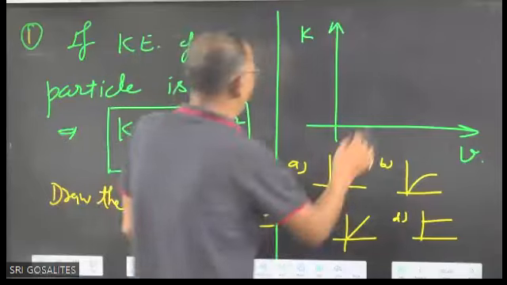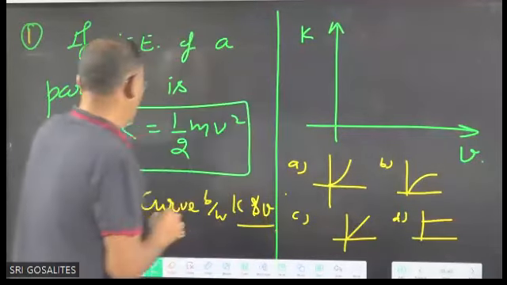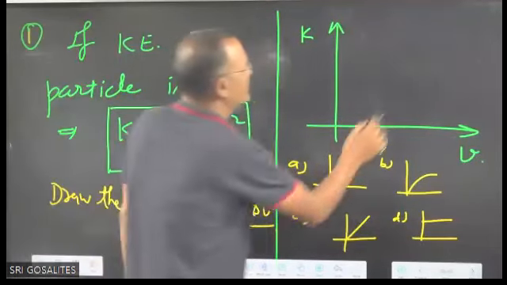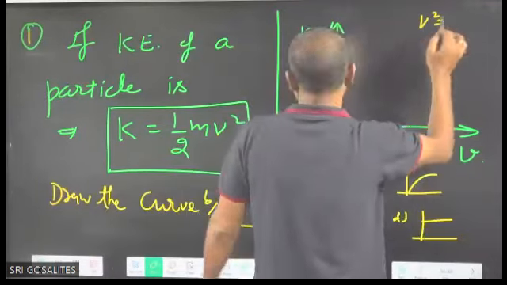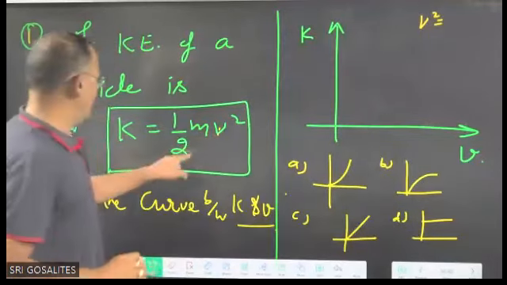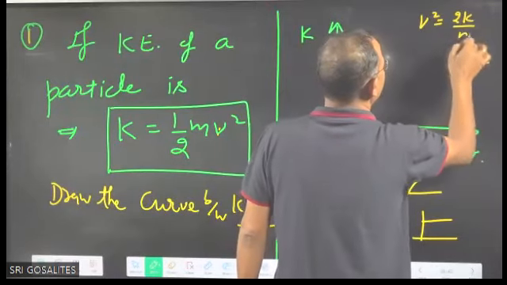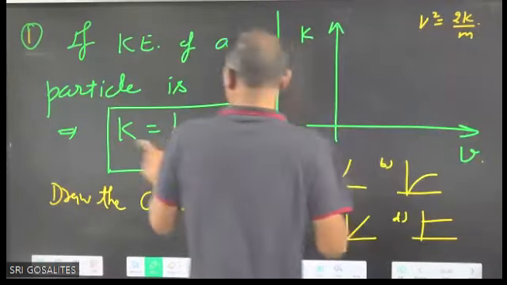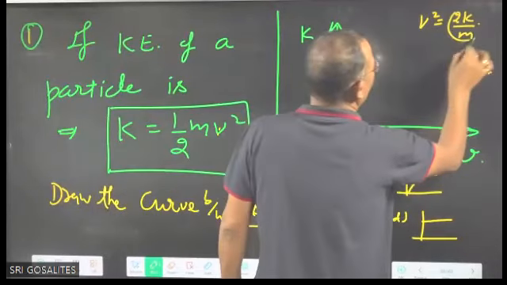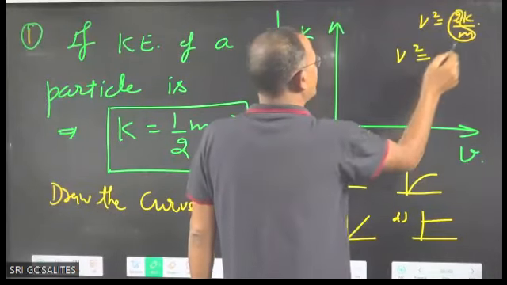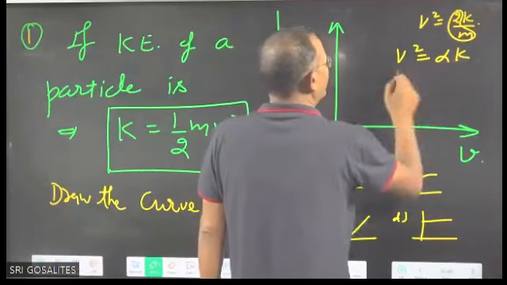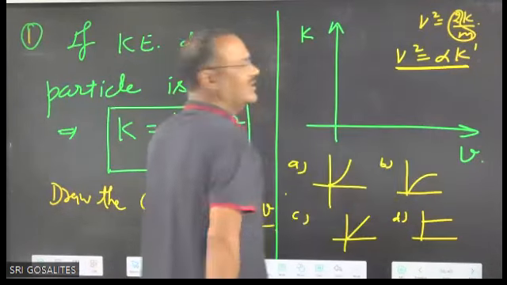See how to solve it, beta. V square. Because K is half mv square, so V square is 2K upon M. Is this right or not? 2 upon m is constant. Suppose we call it alpha. So v square is alpha K.